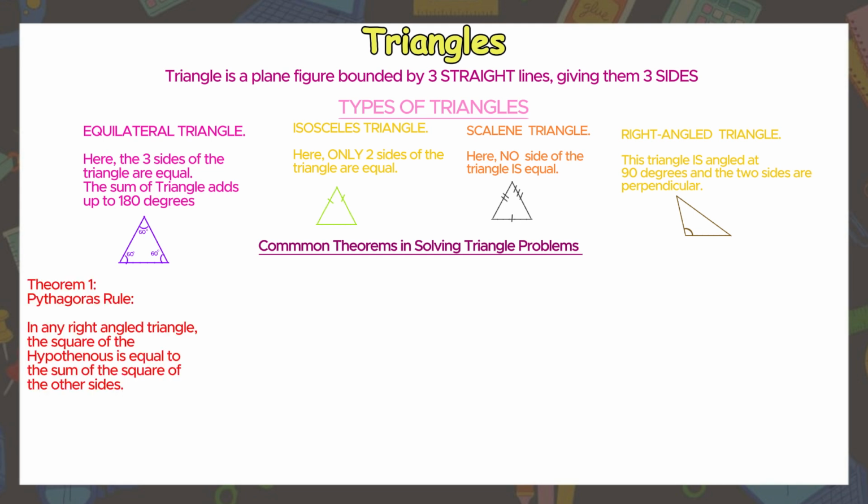And what does the theorem state? The theorem states that in any right angle triangle, the square of the hypotenuse is equal to the sum of the squares of the other two sides. Let me take it again. In any right angle triangle, the square of the hypotenuse is equal to the sum of the squares of the other two sides. Now, this is a right angle triangle.